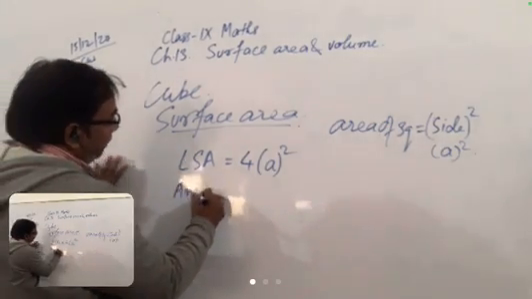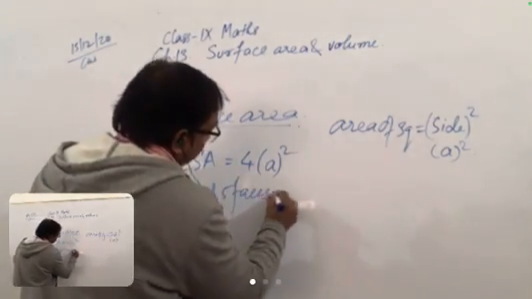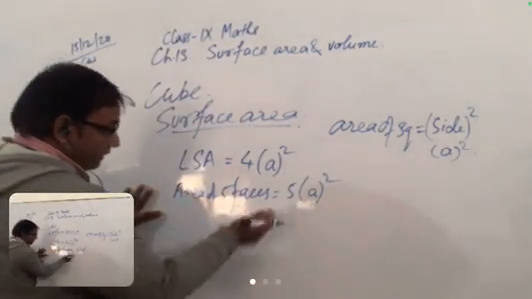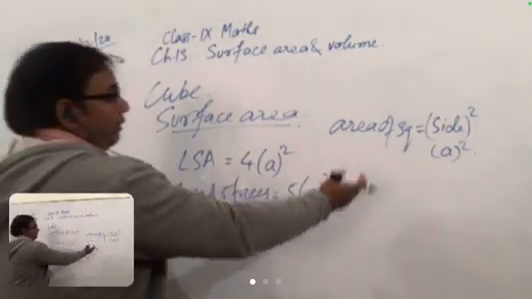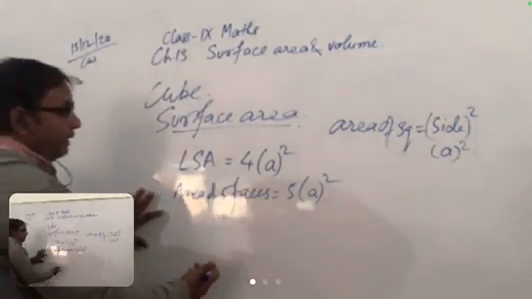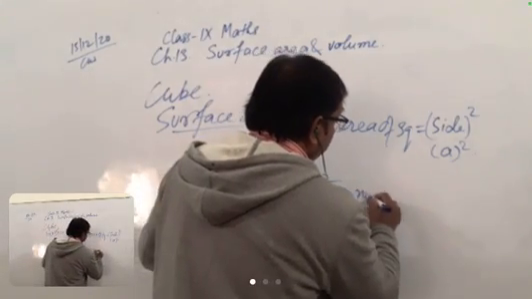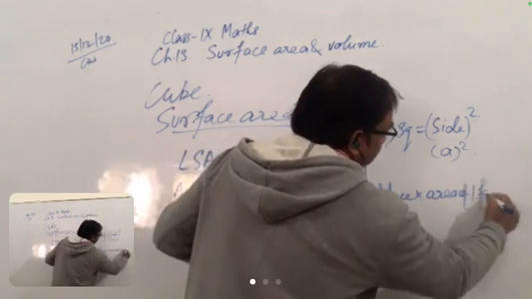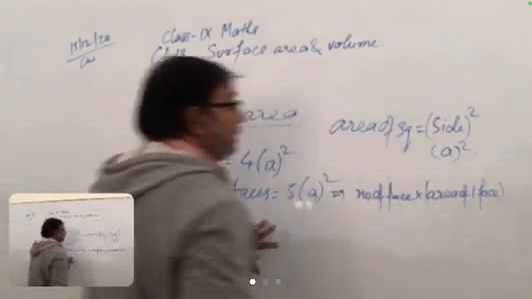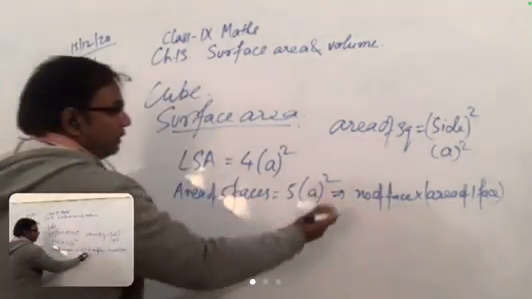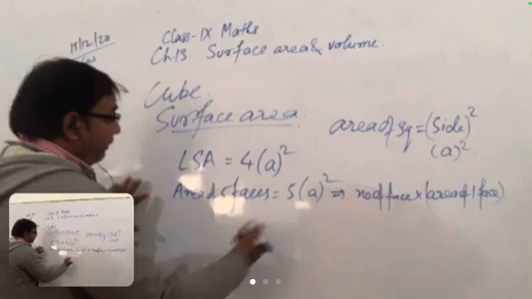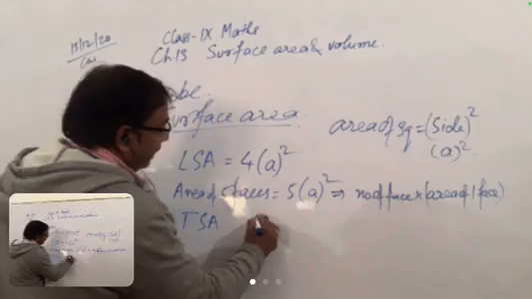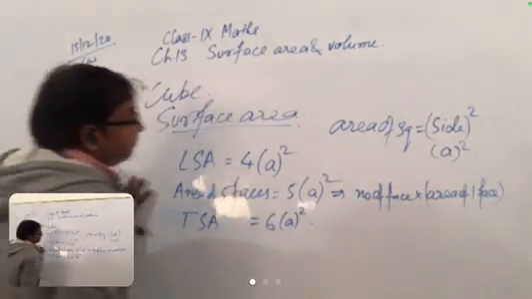And if we are talking about the area of 5 faces, then we use 5A square, because all the faces are identical. That is the reason I just take out the area of one face and multiply with the number of faces. So this is basically the number of faces multiplied by the area of one face. If this is the total surface area, then it will be 6A square. Clear?